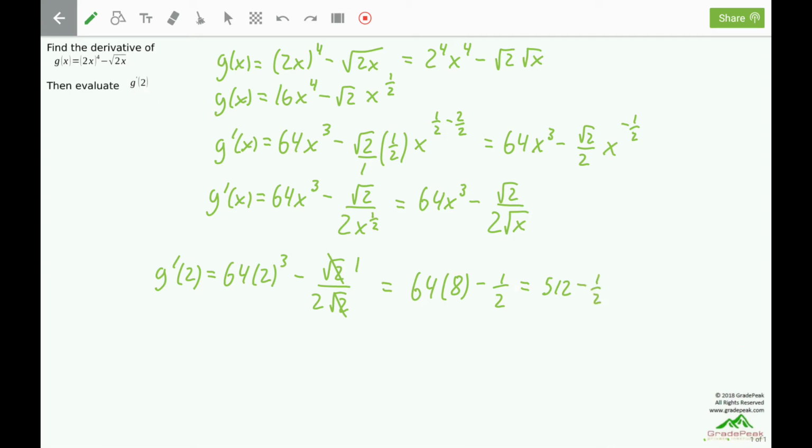Our next step is to get a common denominator between these terms. So I'm going to multiply that first one by 2 over 2. 512 times 2 over 2. We can think of it as 512 over 1 minus 1/2. 512 times a 2 is 1,024. It's now over 1 times 2, which is a 2. Minus 1 over 2, so that we have a common denominator. 1024 minus 1 is 1023 over 2.